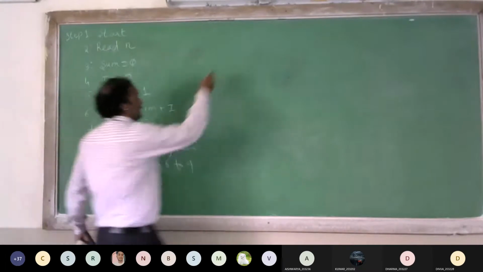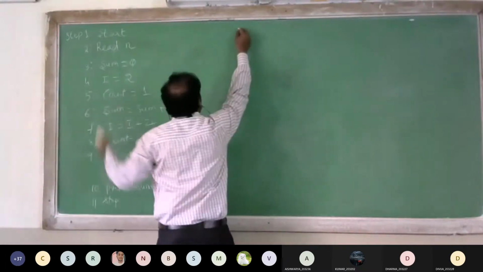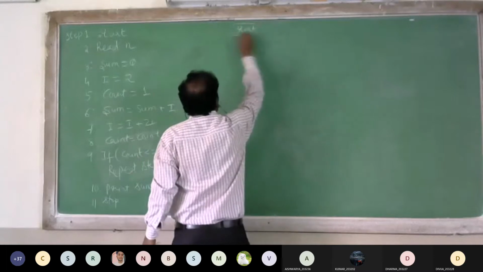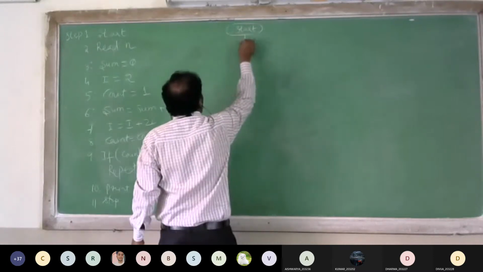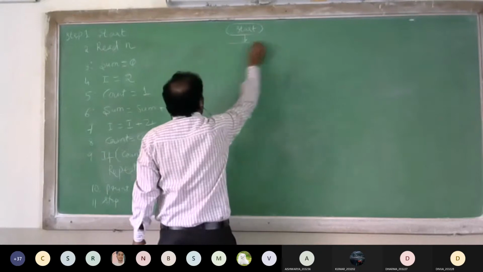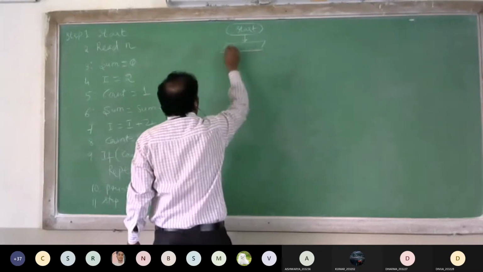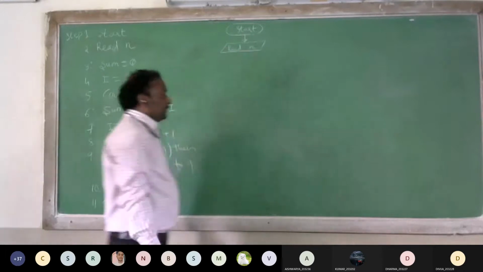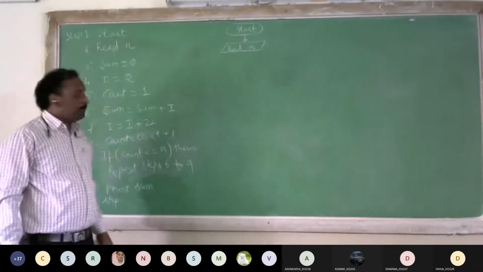So I'll write the flow chart. What is the first step? Start. What is the symbol used? The symbol used is oval. What is the second step? Read n. Read n is the input symbol, so for input symbol we will use the parallelogram.